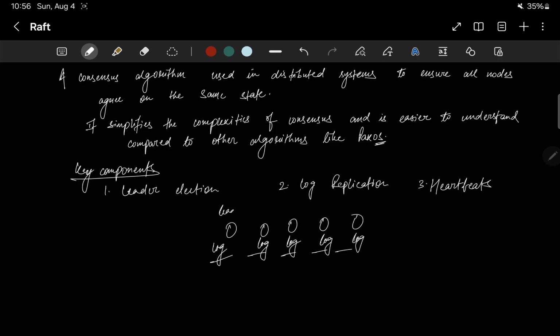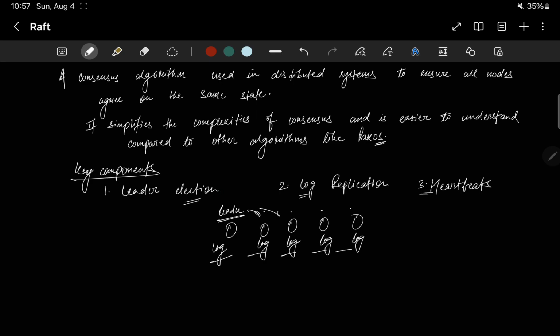Let's say this is a leader. If one is a leader, then others are followers. One leader is randomly selected and then others are followers. And whatever the leader says, others will vote on that. Then depending on the voting, how many people agree, that decision will be carried forward or not. So leader election done, log replication done, and then heartbeats.